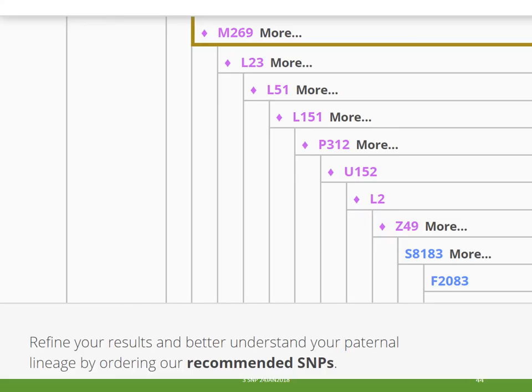Here's the current tree as it's depicted by Family Tree DNA. You'll see at the top, the SNP M269 is a place where things branch off. And you'll see there's L23 that branches off to the side, and then there's an arrow going down to more. And you can see each one branches off. Sometimes you can see more than one.